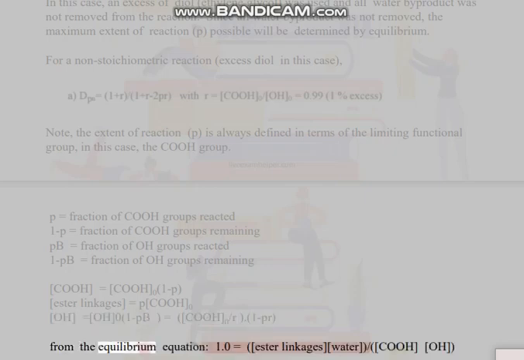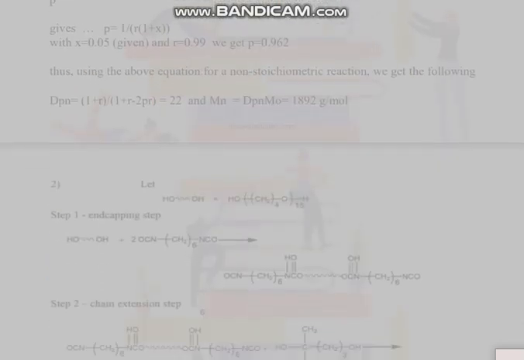From the equilibrium equation, K is equal to 1.0 is equal to ester linkages times water over A times B. Let water over A be equal to x, setting B equal to A0 over r (1 minus p r) and ester linkages equal to p A0, and solving for p gives p is equal to 1 over r times (1 plus x), with x equal to 0.05 given and r equal to 0.99, we get p is equal to 0.962.